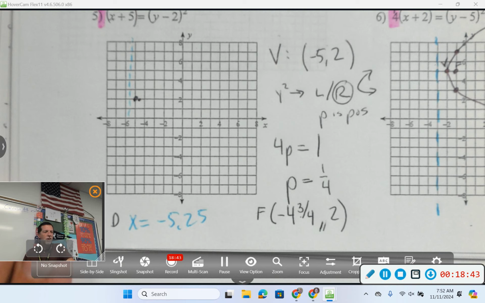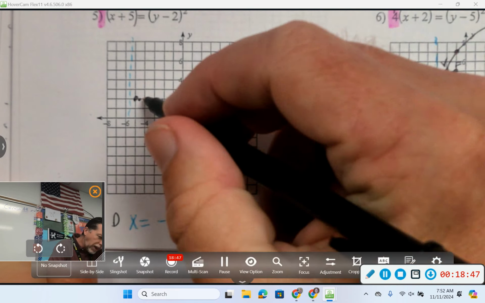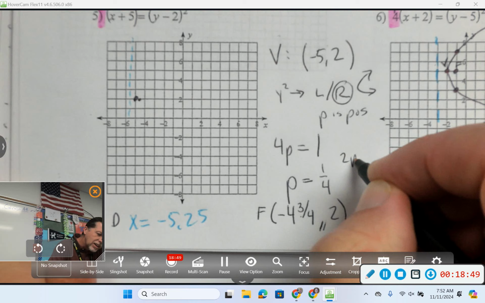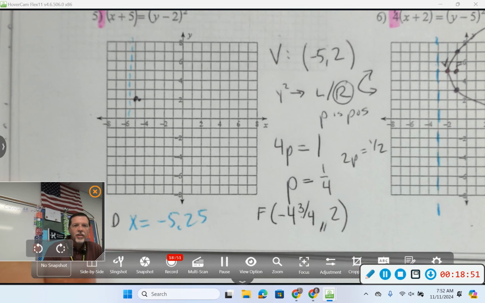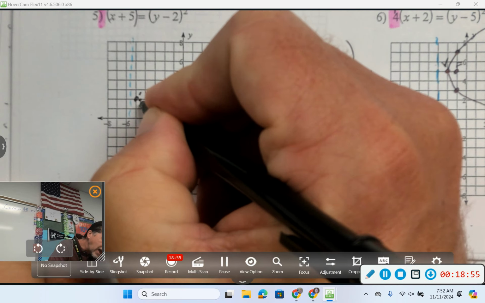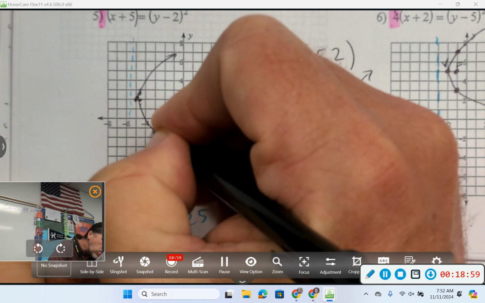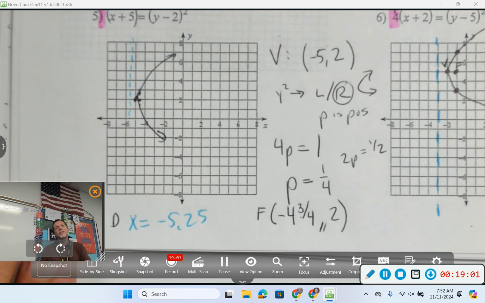And then, I need to go 1/2 away, because I need to go 2p away on either side. So 2p is 1/2. So from the focus, I need to go up 1/2 and down 1/2. Yeah, I'm glad we picked that one, because that's annoying.